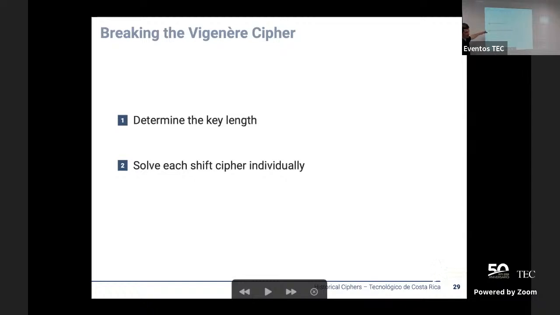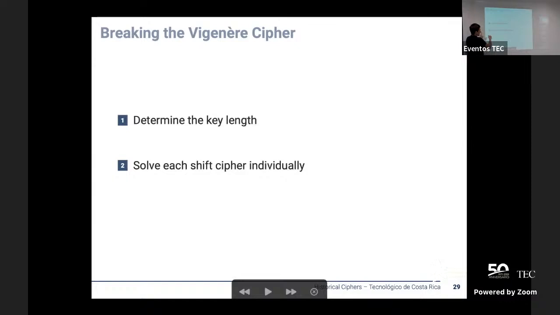And we do this actually in two steps. The first step is to try to find a way of determining the key length. And once we know the key length, we can just match every letter which is encrypted under the same index of the key.